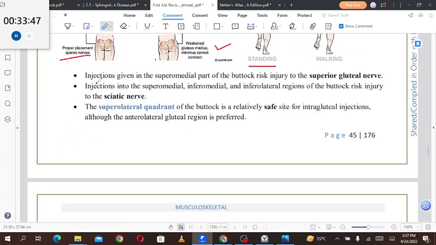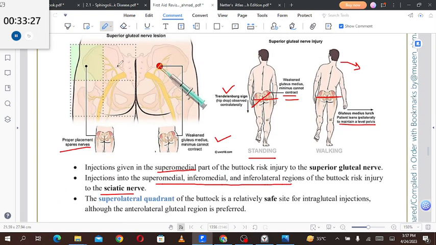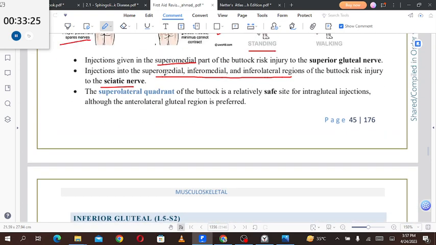Now moving forward, injection given in the superior medial part of the buttock, because we are supposed to go to the superior lateral part. Injections given in the superior medial part of the buttock risk injury to the superior gluteal nerve. Injections into the superior medial, inferior medial, and inferior lateral region of the buttock risk injury to the sciatic nerve. Basically, the superior lateral quadrant is the safest. If you go to the superior medial quadrant, we are risking injury to the superior gluteal nerve.